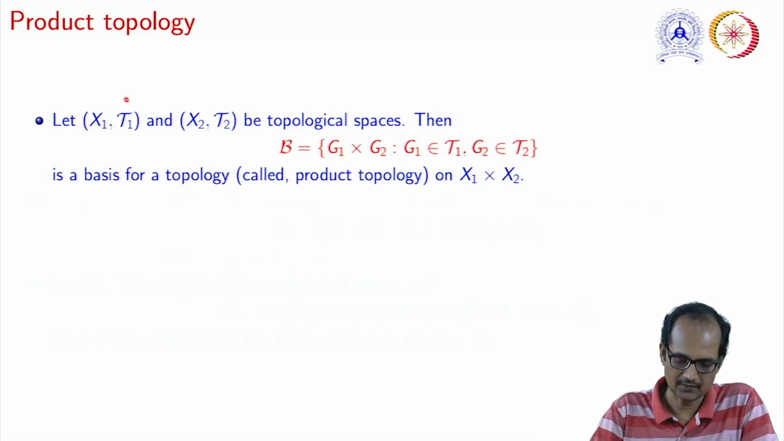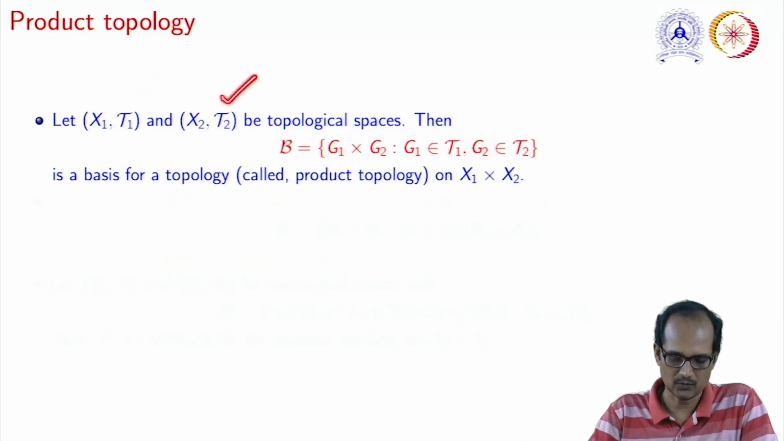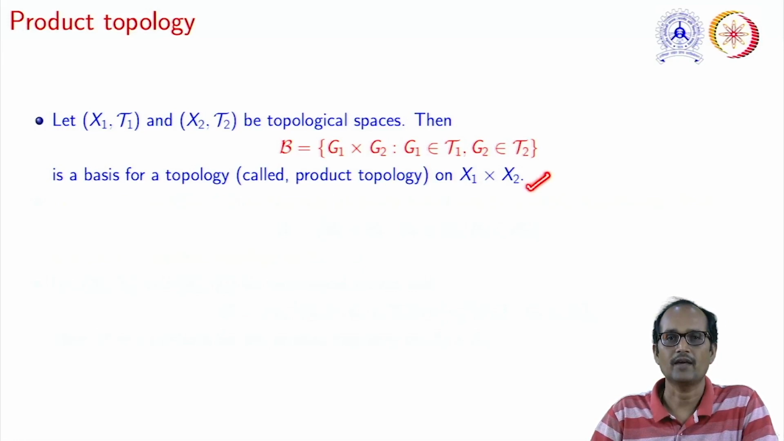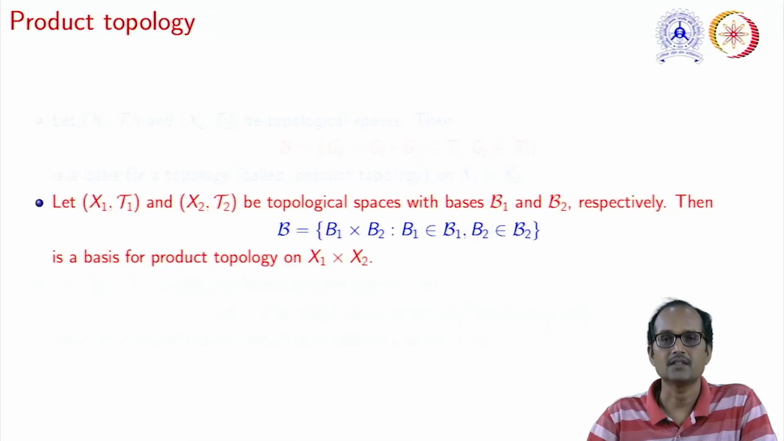What we have seen is that if we are having two topological spaces (X1, tau 1) and (X2, tau 2), then the collection of Cartesian products G1 cross G2, where G1 belongs to tau 1 and G2 belongs to tau 2, is a basis for a topology, and we call that topology the product topology on the Cartesian product of X1 and X2.